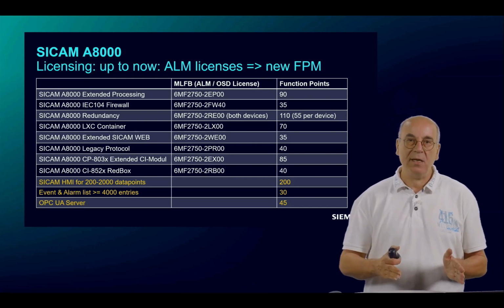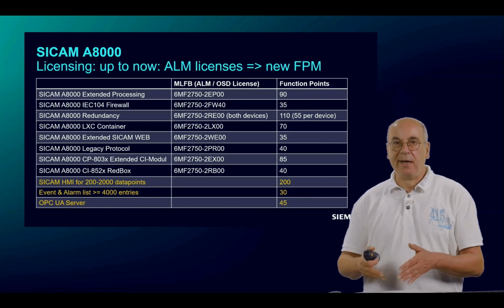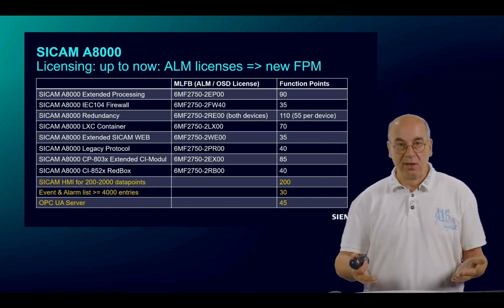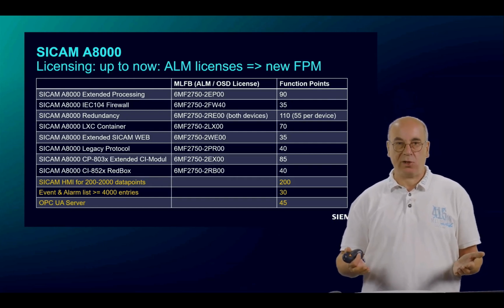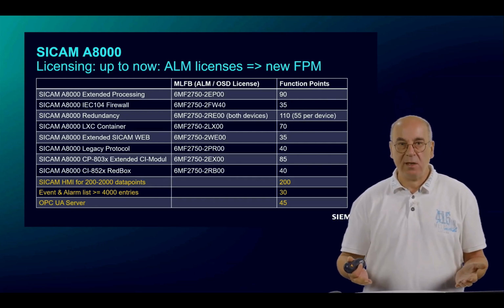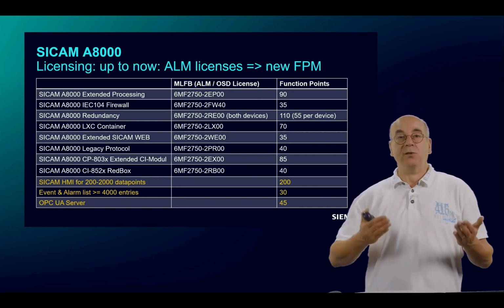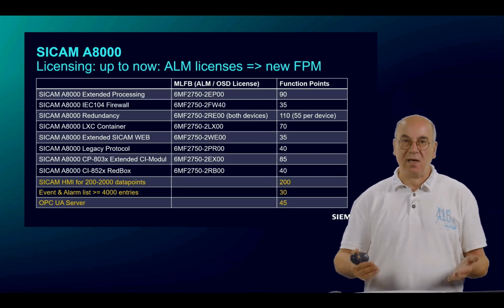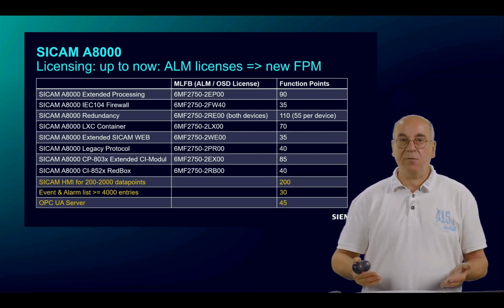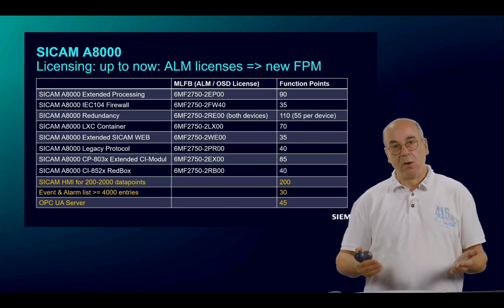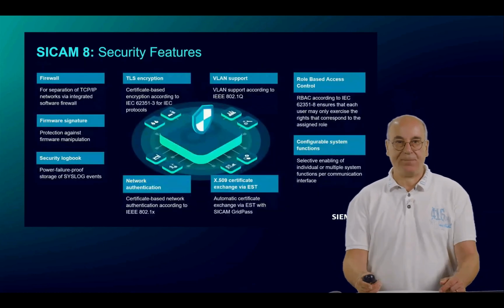of the SICAM 8 platform can still be ordered as ALM licenses via online software delivery and handled as before. But additionally, it is also possible to use the new workflow with the SICAM Function Point Manager. Even a mixture of both ways within one CP8050 or CP8031 is possible. Also new licenses that have been released together with the SICAM 8 platform, like for example the SICAM HMI, or will be released from now on, are only available via licenses created with the SICAM Function Point Manager.